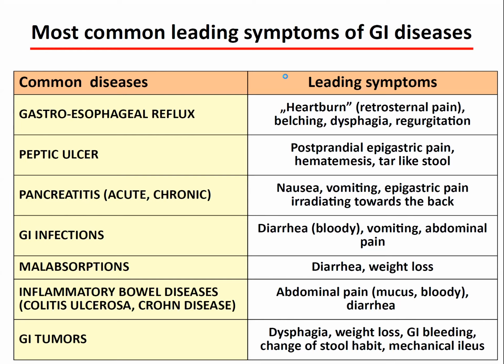And GI tumors are an important aspect of the GI diseases that can present as dysphagia, weight loss, GI bleeding, usually occult or chronic, very low grade bleeding, or a change of stool habit, which can be obstipation alternating with diarrhea. Mechanical ileus can develop in these patients because the tumor is obliterating the GI tract. So this all can be the symptoms.